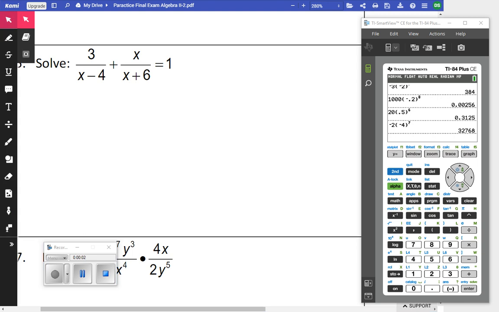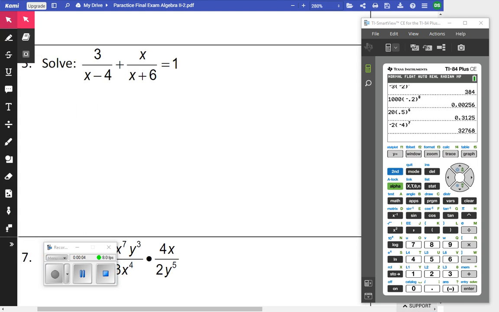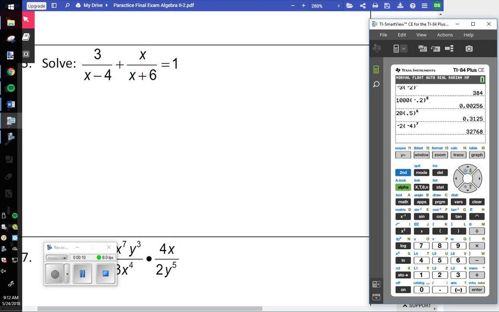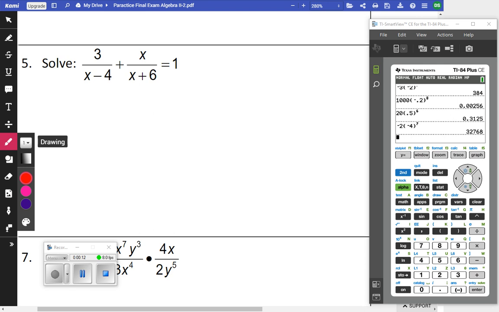All right, here we go. So on number 3, we're solving. You've got fractions and an equal sign. When you have fractions and an equal sign, we're going to start off by finding the LCD. My LCD here is both of these: x minus 4 and x plus 6.